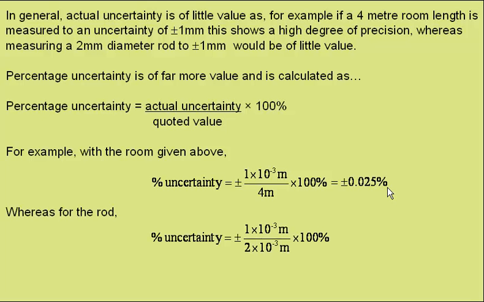This comes out at plus or minus 0.025%. Whereas for the rod, the percentage uncertainty is again plus or minus 1 mm, or 1 times 10 to the minus 3 meters, but now divided by 2 times 10 to the minus 3 meters, the diameter of the rod. Multiplying again by 100 gives plus or minus 50%.